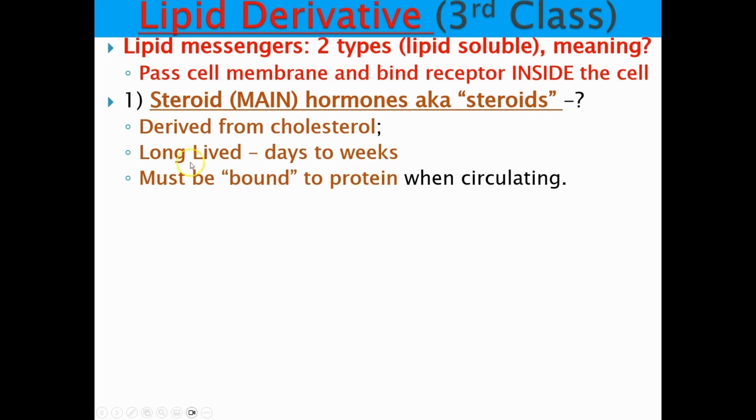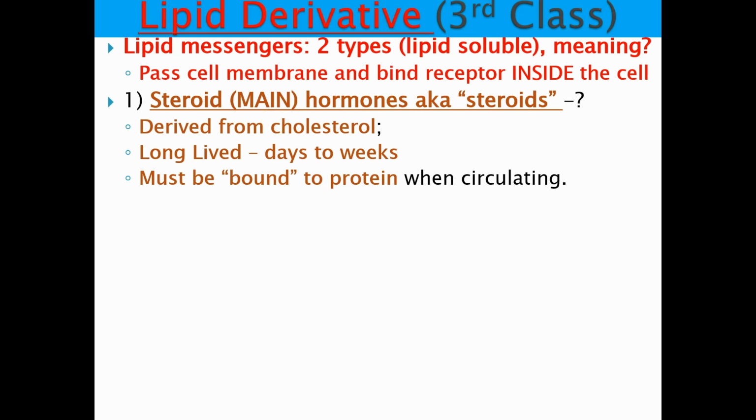So some of the main points, definitely know derived from cholesterol, and know that these are the longer lived ones. And then off to the side, you might just want to put hormones associated with puberty, or they're called sex hormones. The way you're going to want to learn which hormones are which is to learn the steroid hormones and then just assume everything else is a peptide hormone except for thyroid. Okay, that's kind of the approach you take.